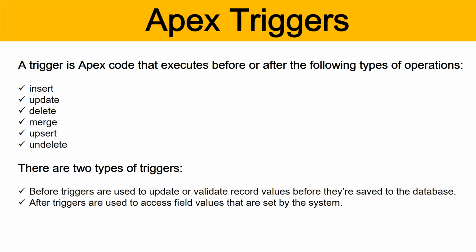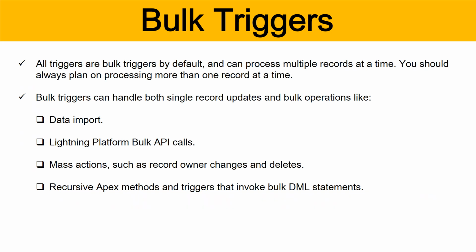For example, you can have a trigger run before an object's records are inserted into the database, after records have been deleted, or even after a record is restored from the recycle bin. All triggers are bulk triggers by default, and can process multiple records at a time. You should always plan on processing more than one record at a time. Bulk triggers can handle both single record updates and bulk operations like data import, Lightning Platform bulk API calls, mass actions, such as record owner changes and deletes, recursive Apex methods and triggers that invoke bulk DML statements.